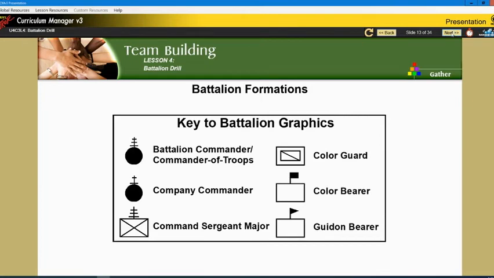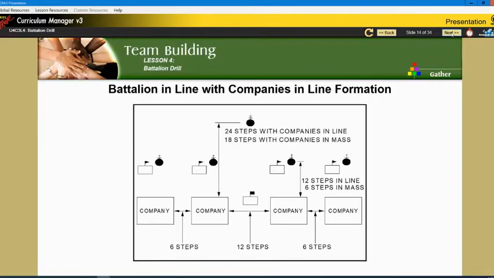Okay, when we get to our graphics, they should have put this in company drill since they use these. Y'all can look at these real quick. So here we go. So the battalion commander is going to be 24 steps in front of the company. And if the companies are all in a mass formation, then they would be 18 steps. In front of each company will be the guidon bearer and the company commander. And then you'll see the companies, and you'll see the ones in the middle. That will be the color guard.